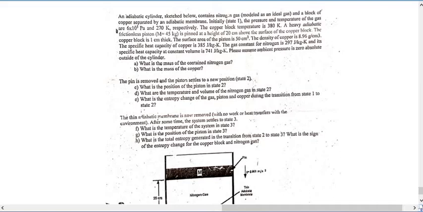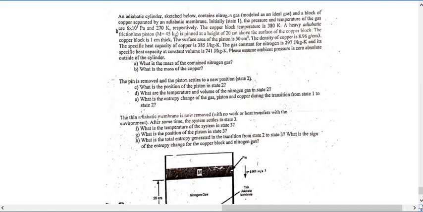The pin is removed and the piston settles to a new position, state 2. What is the position of the piston in state 2? What are the temperature and volume of nitrogen gas in state 2? What is the entropy change of the gas, piston, and copper during the transition from state 1 to state 2?